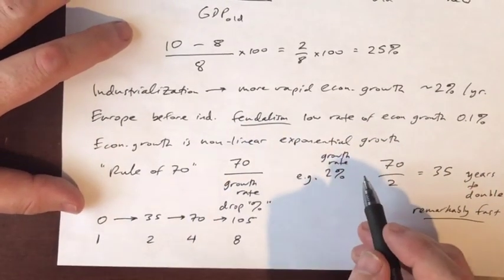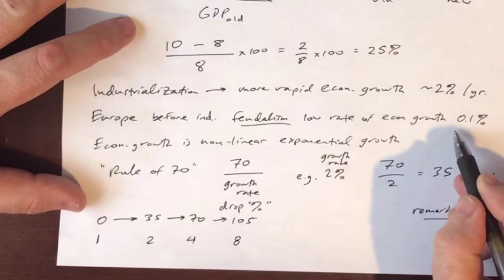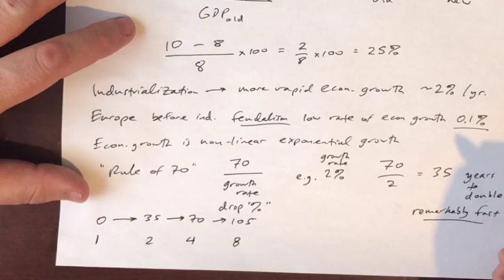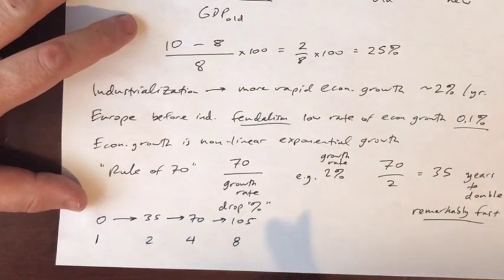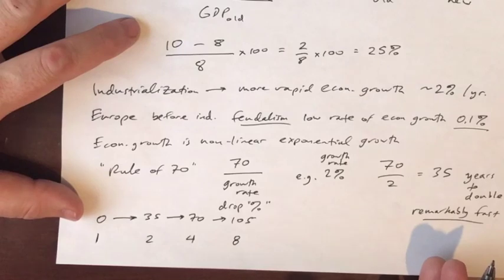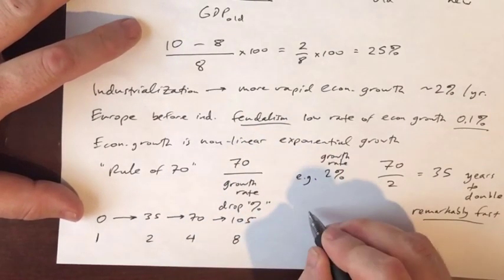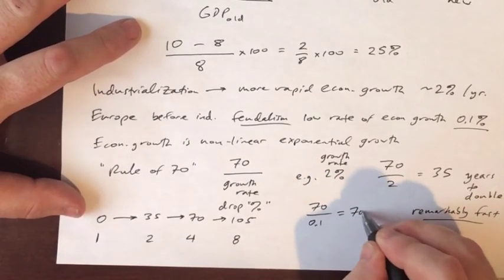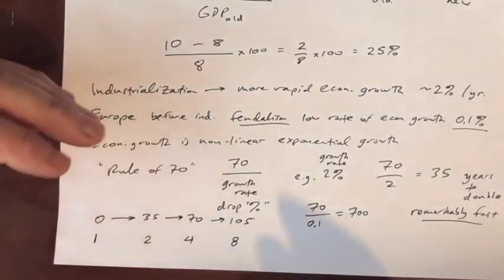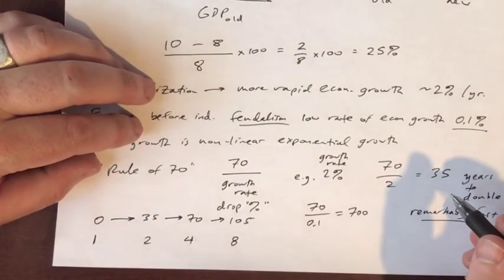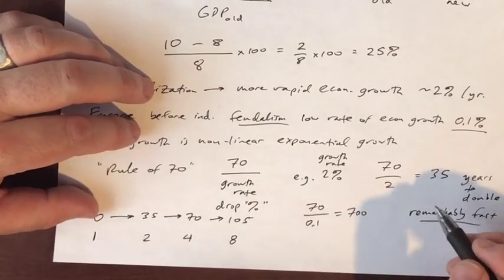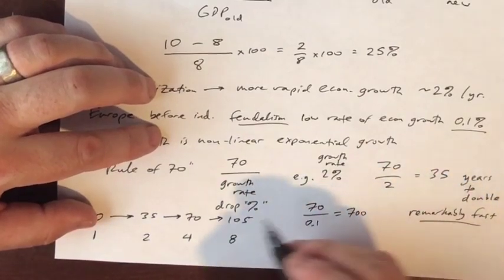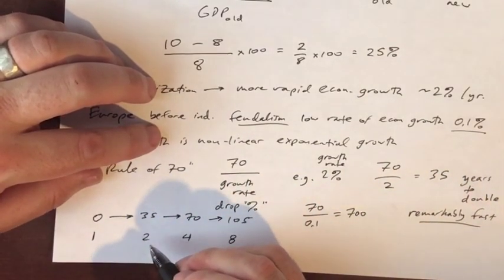Prior to industrialization, countries were growing at a much slower rate of economic growth. 0.1%, the society remains stable for long periods of time. Let's use our rule of 70. 70 divided by 0.1 gives us 700. So 700 years have to go by before the economy doubles. You get a sense of how different that is, right? 35 years is well within a person's lifetime. And when an economy doubles, a lot of things change about that economy.